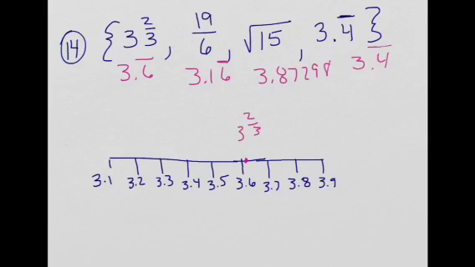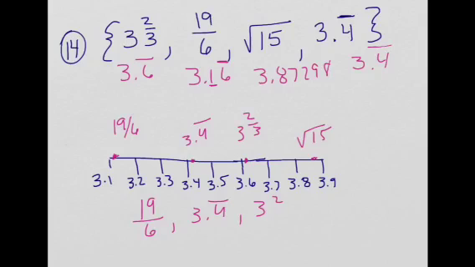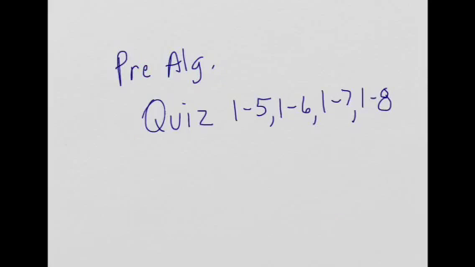This one is 3.16, so we're going to come down here and put 19/6. 3.87, pretty close to 3.9, so that's going to be the square root of 15, and then 3.4 repeating. So now we can do least to greatest. 19/6, 3.4 repeating, 3 2/3, and the square root of 15. And that's the end of the quiz.